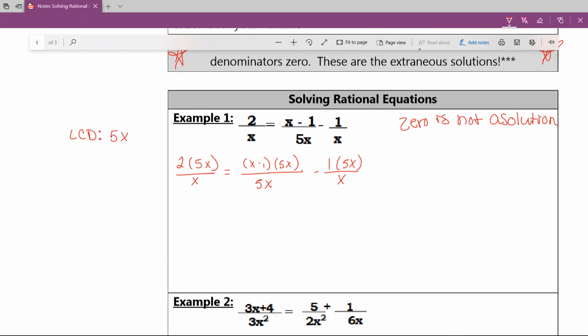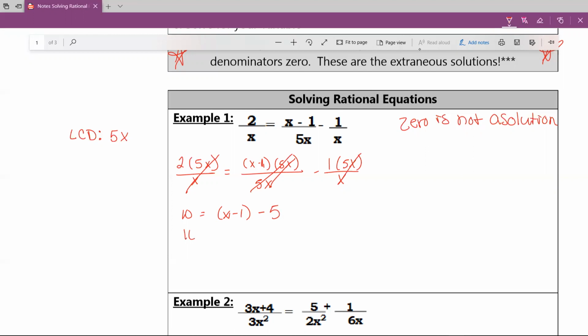We can go ahead and cross off to simplify. An x over an x cancels out. An x over an x and a 5 over a 5, and an x over an x. Now we can simplify and do some math. 2 times 5, 10. This just left me with an x minus 1, and then 1 times 5 is minus 5.